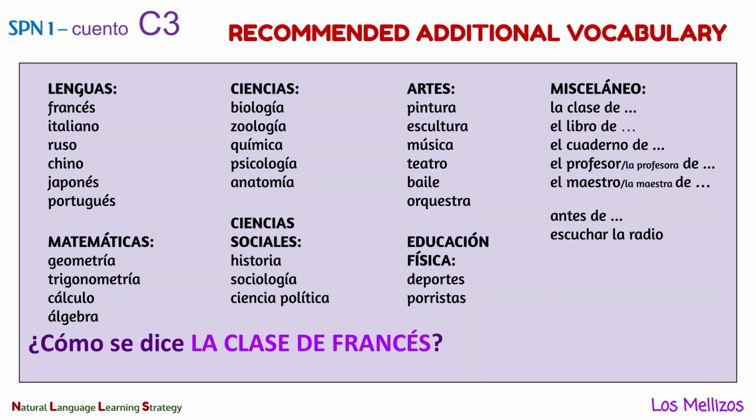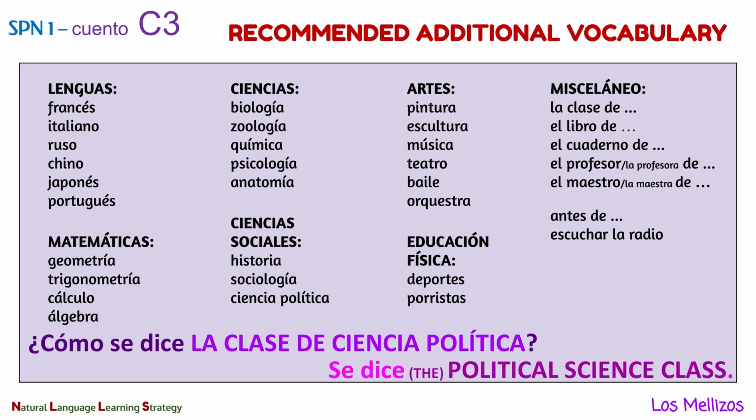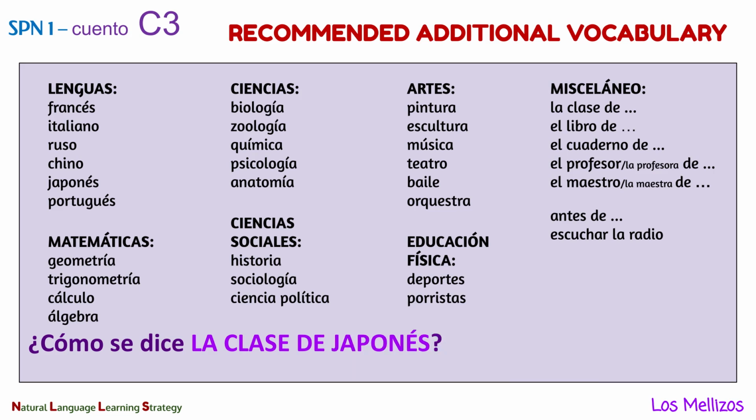¿Cómo se dice la clase de francés? Se dice French class. ¿Cómo se dice la clase de zoología? Se dice zoology class. ¿Cómo se dice la clase de ciencia política? Political science class. ¿Cómo se dice la clase de japonés? Japanese class. ¿Cómo se dice la clase de cálculo? Calculus class. ¿Cómo se dice la clase de baile? Dance class.